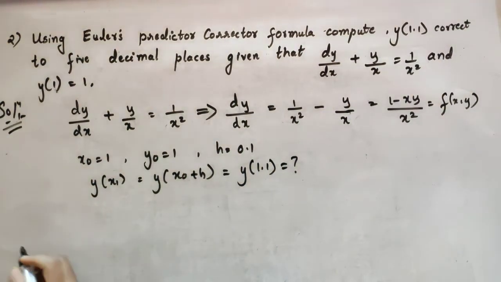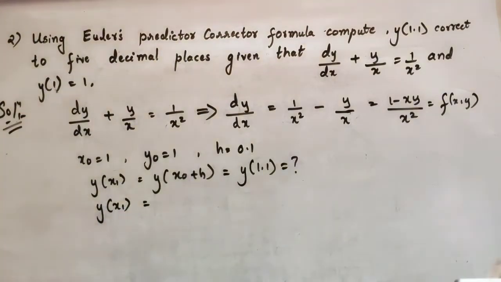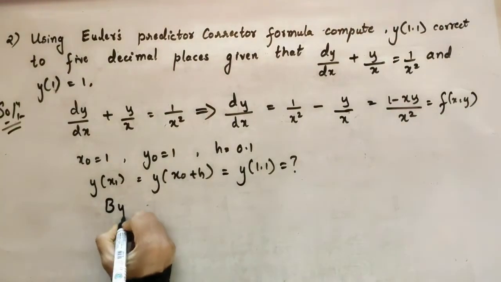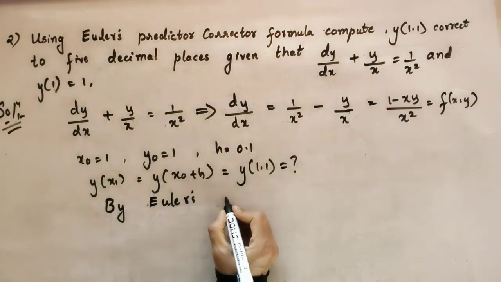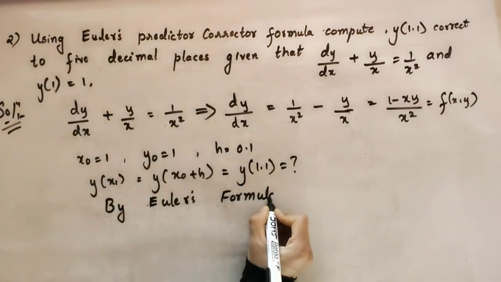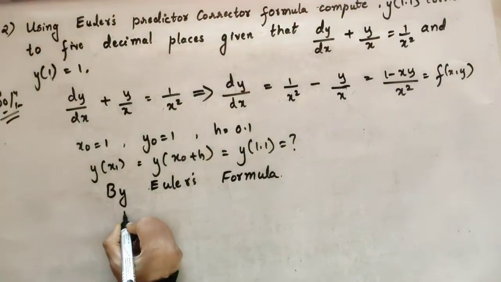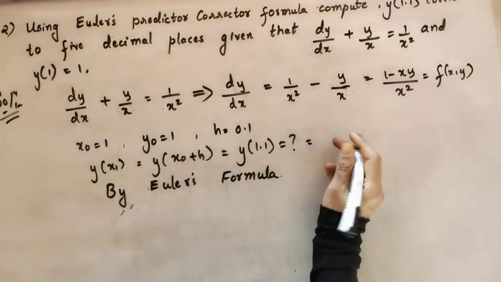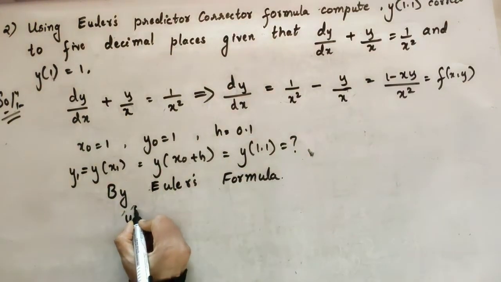Now you know that y of x1 by Euler's formula, or predictor formula, you can say. I'm just writing here Euler's formula. So it is y of x1. I'm going to write y of x1 as y1. Let this be y1, the initial approximation.